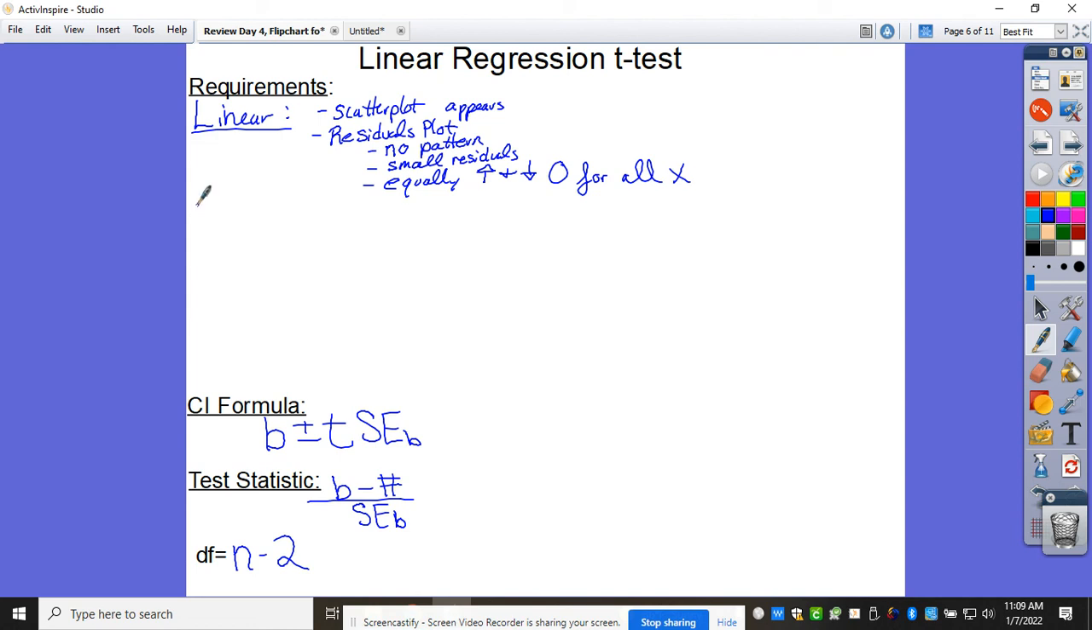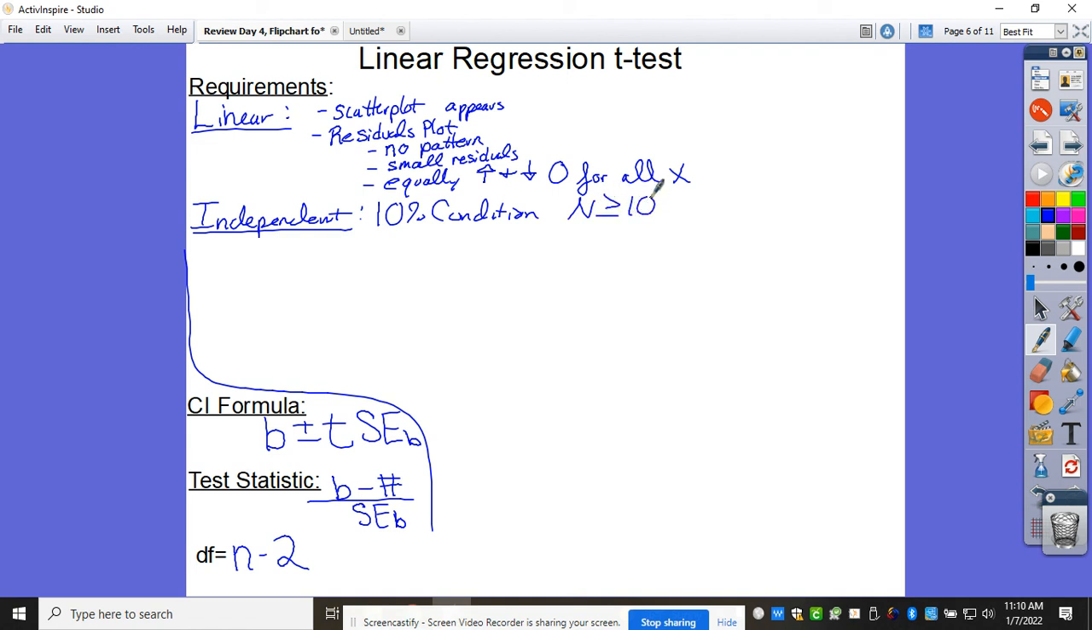What's my next condition? And I have more room on the board, so if you get to the point where you need to do this and start writing over there, that's fine. That's why I start at the bottom. What is independent? What am I actually checking? Capital N greater than or equal to 10n.